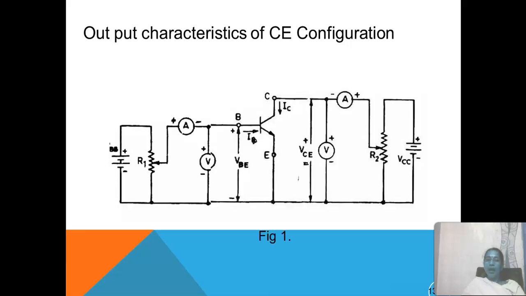These characteristics may be obtained by using the same circuit. To begin with, adjust the base current IB at 40 milliampere value. Then increase the collector to emitter voltage VCE in a number of steps and record the corresponding values of collector current IC at each step.